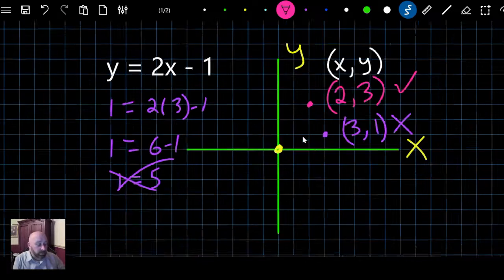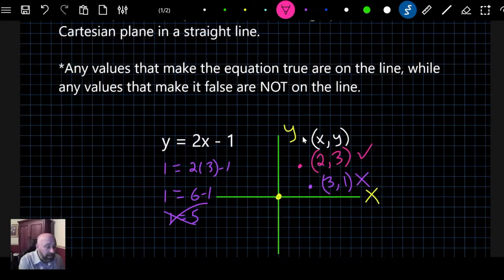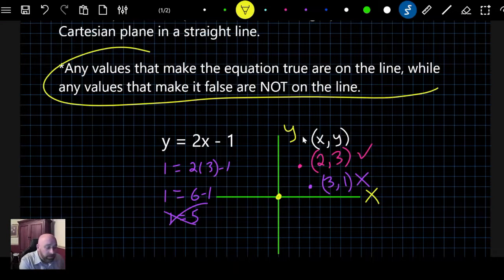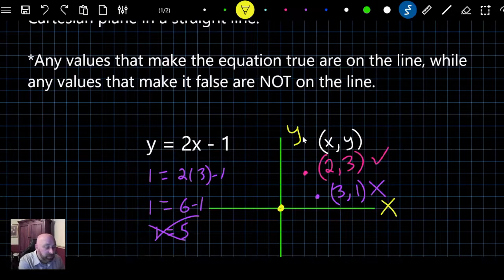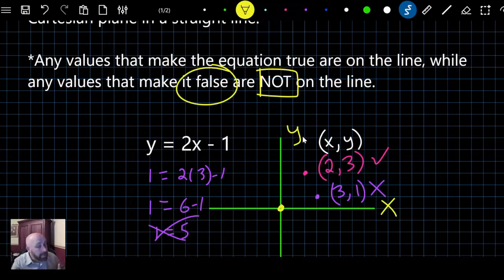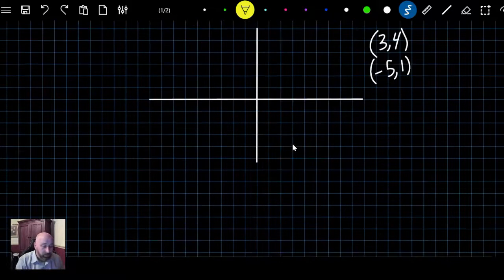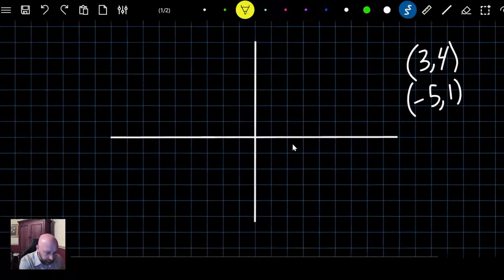So let's go back to what I had just said a second ago. Any value that makes the equation true, those are on the line. Anything that makes the equation false is not on the line. So the purple one made the equation false. 1 does not equal 5. So, not on the line. I think we got 3 equals 3. So 2, 3 checked. So 2, 3 is on the line. Hopefully that makes some sense to you.